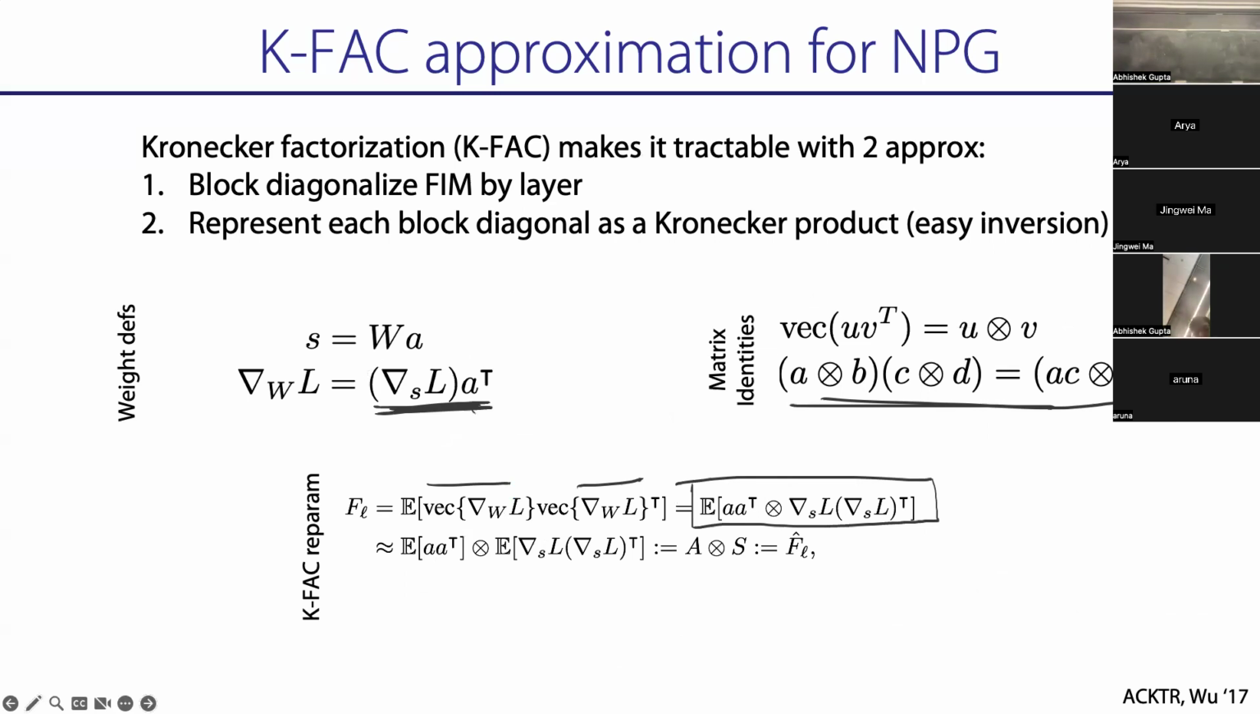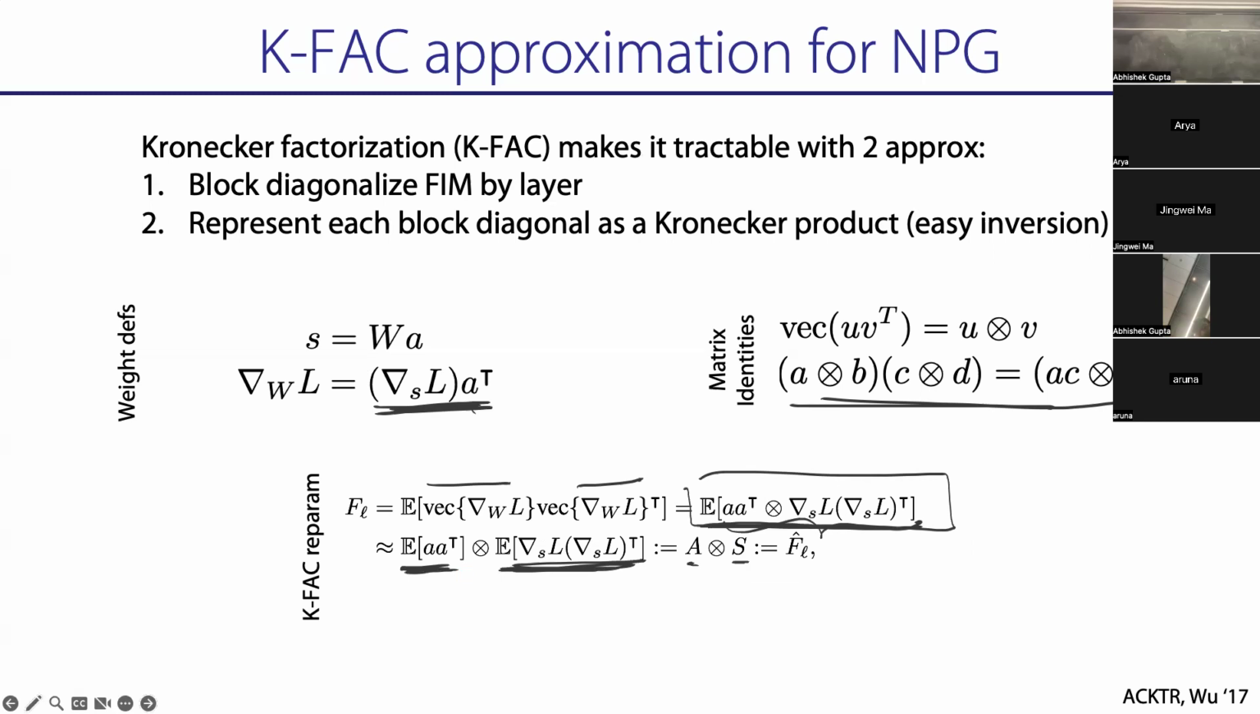And so now you're going to make another approximation. This is the expectation of a Kronecker product, and you're going to say the expectation of a product is the Kronecker product of expectations, which is kind of a wild assumption, but it is what we're going to do. We're going to say this is approximately equal to the Kronecker product of two different expectations. So this approximation says that this is going to be expectation of A A transpose times expectation of grad S L grad S L transpose. And now these two matrices are going to be much, much smaller than your initial Fisher information metric.